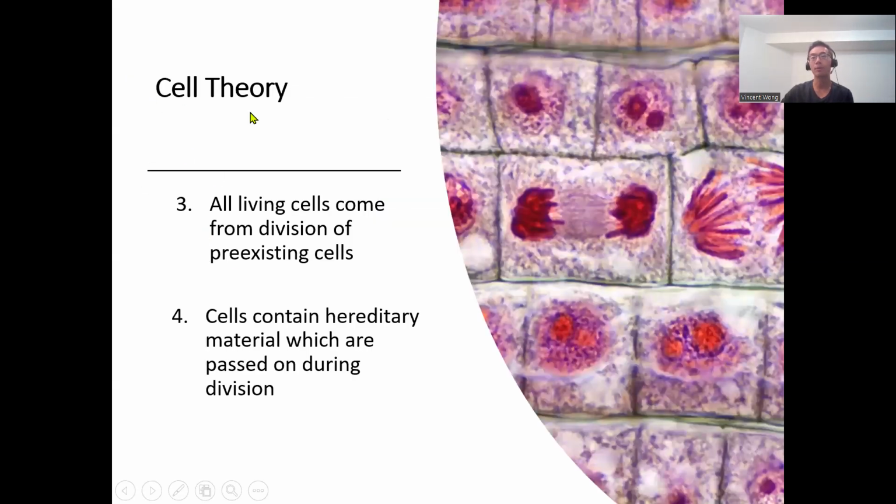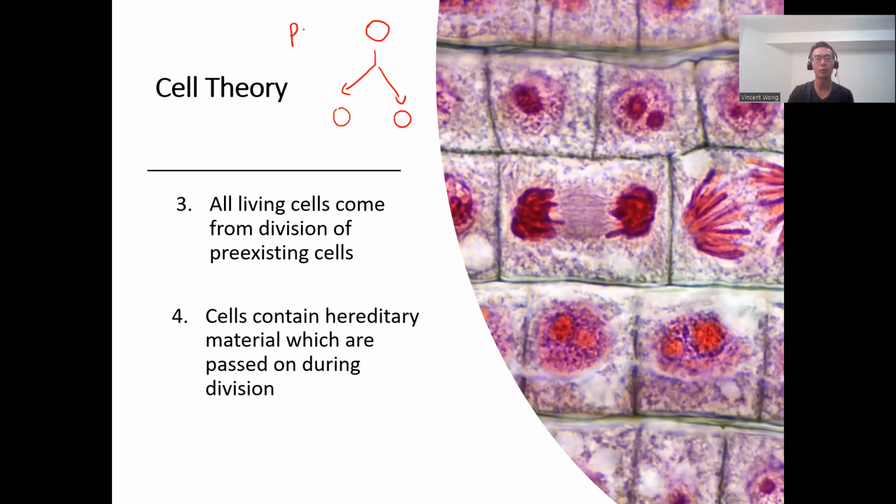So we're talking about the different parts of the cell theory. Number one, all organisms are made up of one or more cells. Number two, the cells are individually alive. You can grow them outside of the body. Number three, all living cells come from division of pre-existing cells. Nobody knows where the first cell came from, but we know cells can split and make more cells.